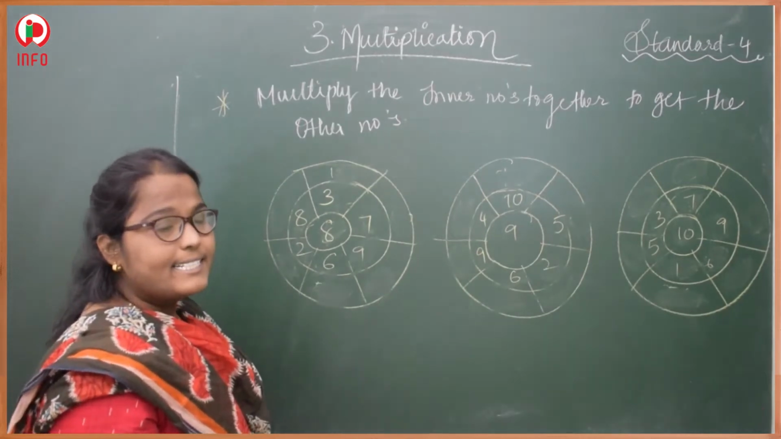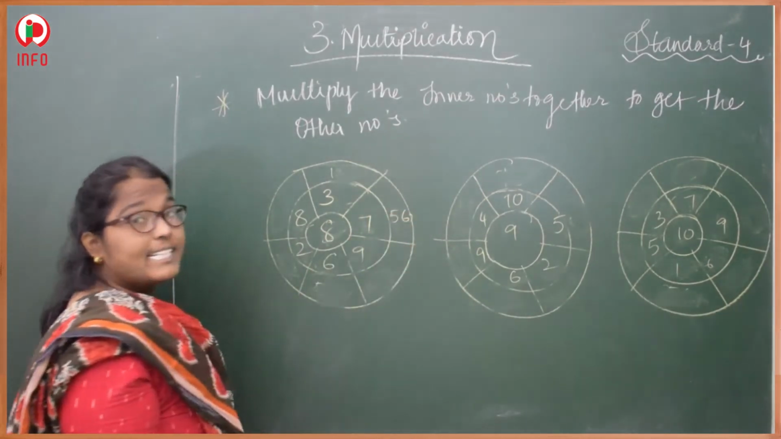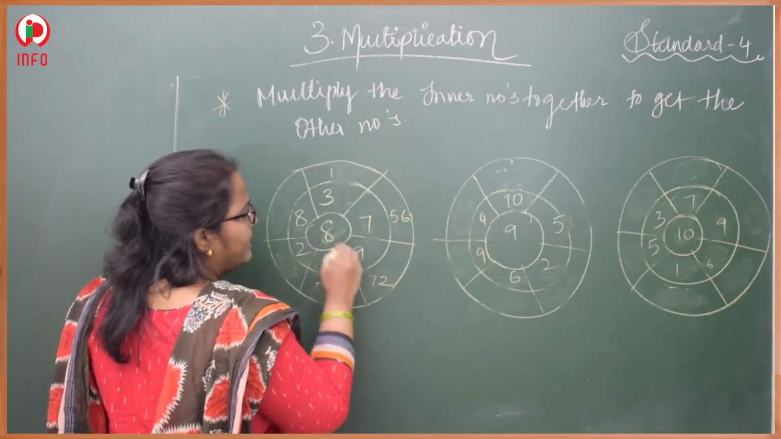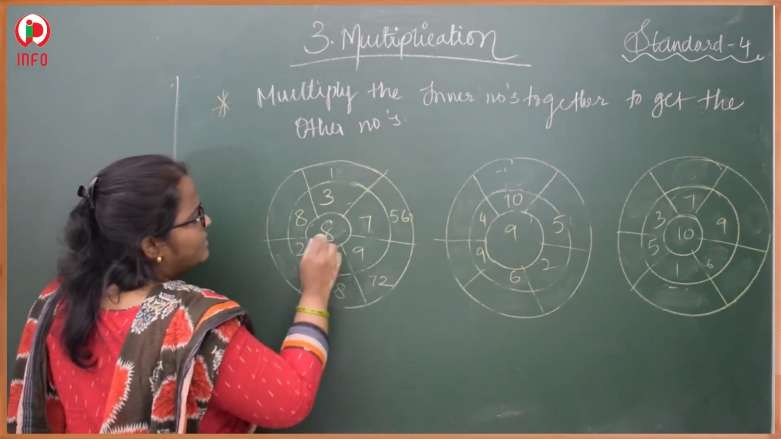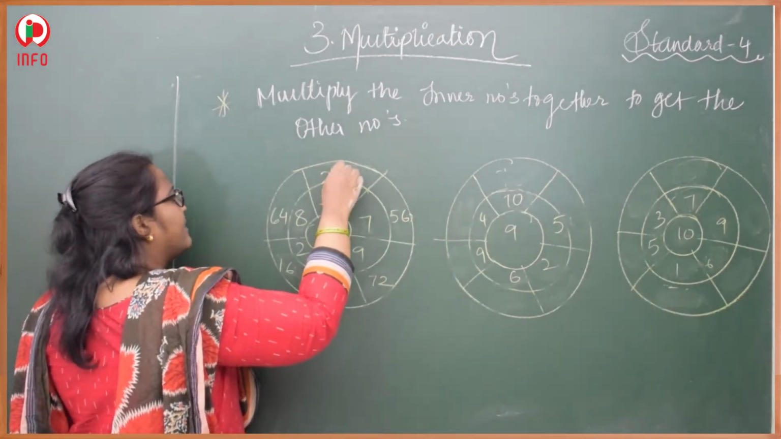8 table. 8 8s are 64. 8 7s are 56. 7 8s are 56. 8 9s are 72. 8 6s are 48. 8 2s are 16. 8 3s are 24.